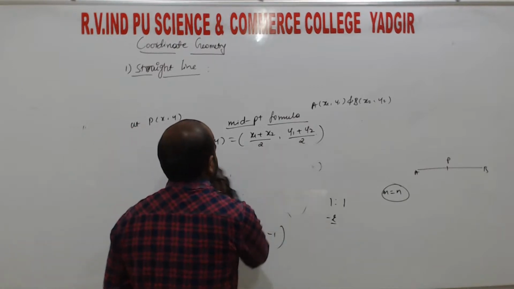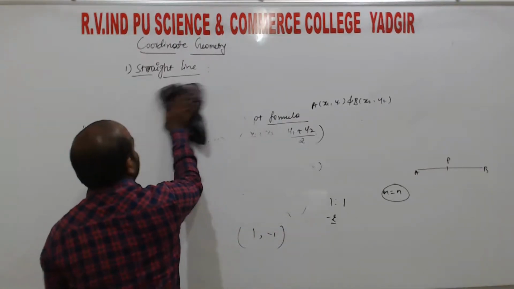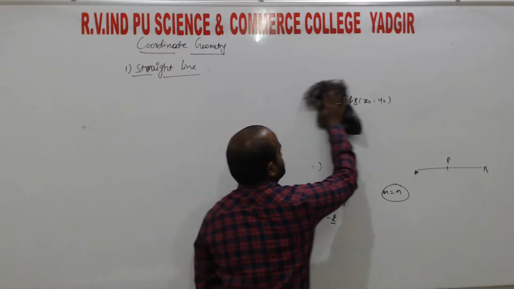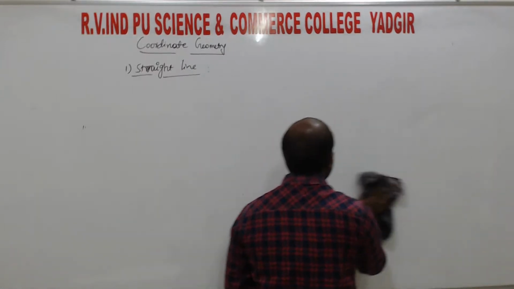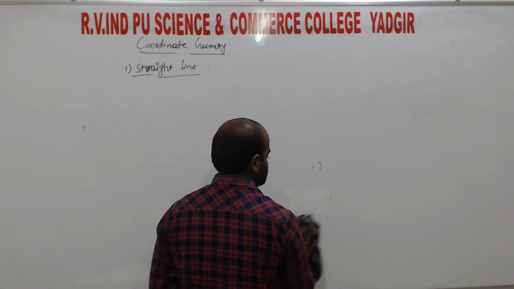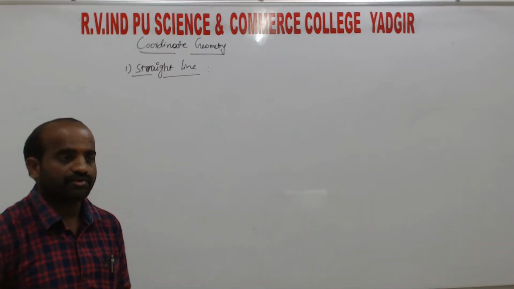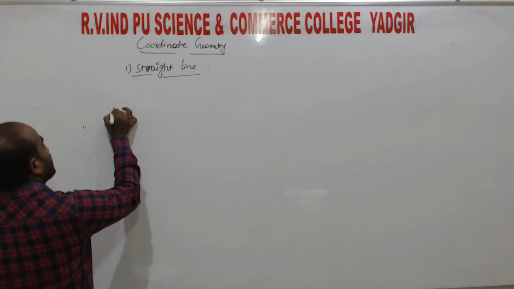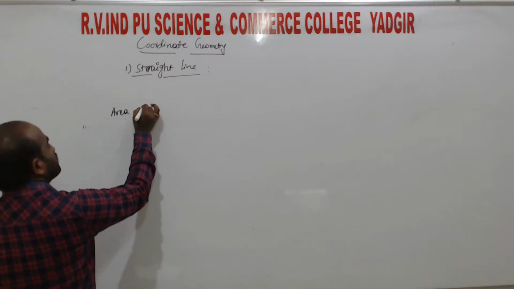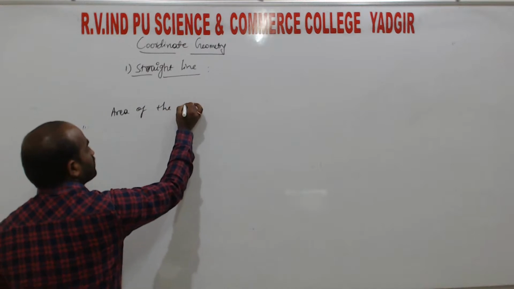Next, find the area of the triangle with vertices A (x1, y1), B (x2, y2), C (x3, y3). Area of the triangle.